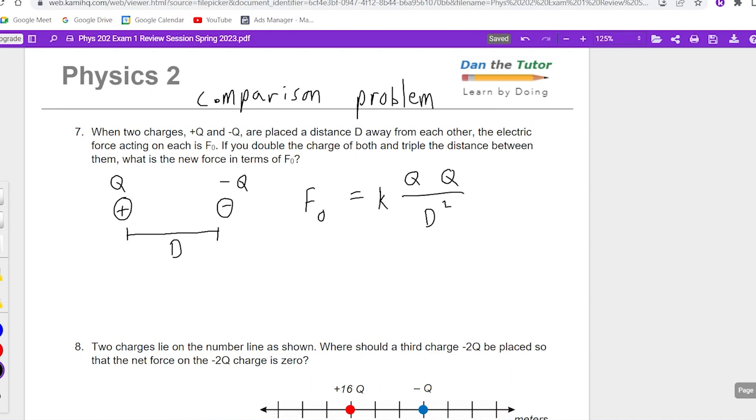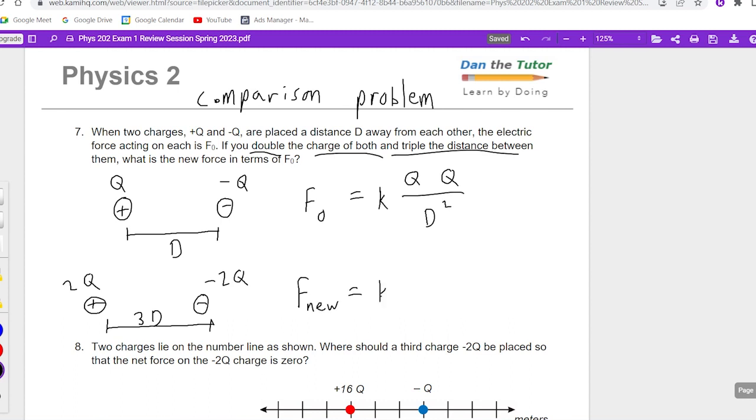Now, for the second part, when we double both of the charges and triple the distance between them, well, now I've got 2Q here, I've got negative 2Q here, and I've got a distance of 3d. Okay? So now I'm going to say F new, my new force, is equal to k times 2Q times another 2Q, and again I'm making everything positive because of absolute value, divided by 3d squared. This is the most important part of the problem. Make sure the 3d is in parentheses because we need to square both. We need to square the 3 and the d.